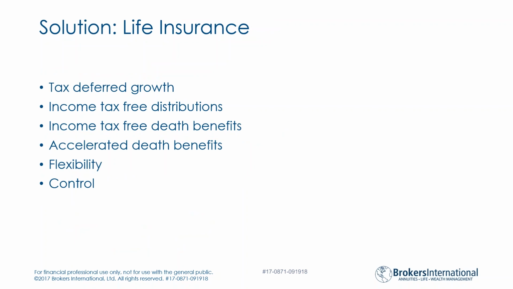So life insurance potentially offers tax-deferred growth, income tax-free distributions via policy loans, and income tax-free death benefits to beneficiaries. It also offers flexibility if you're looking at a universal life product where the premiums and death benefit are flexible, and also control. You can control the timing and amount of premiums and withdrawals. So you can take money out via policy loans prior to age 59.5 or after age 70.5 with no penalties.